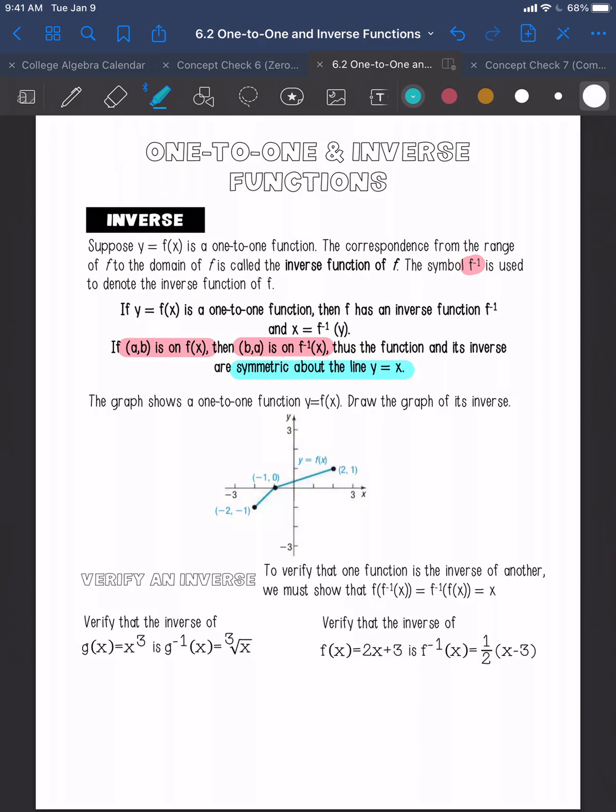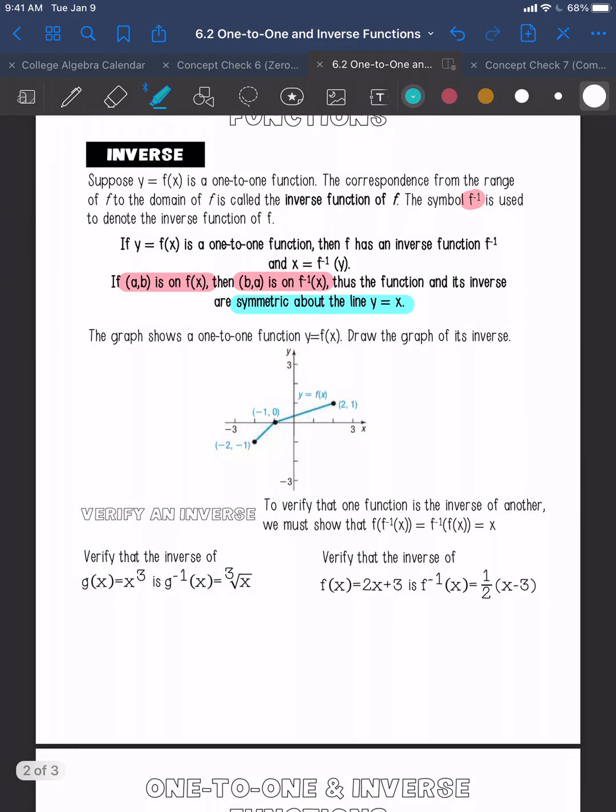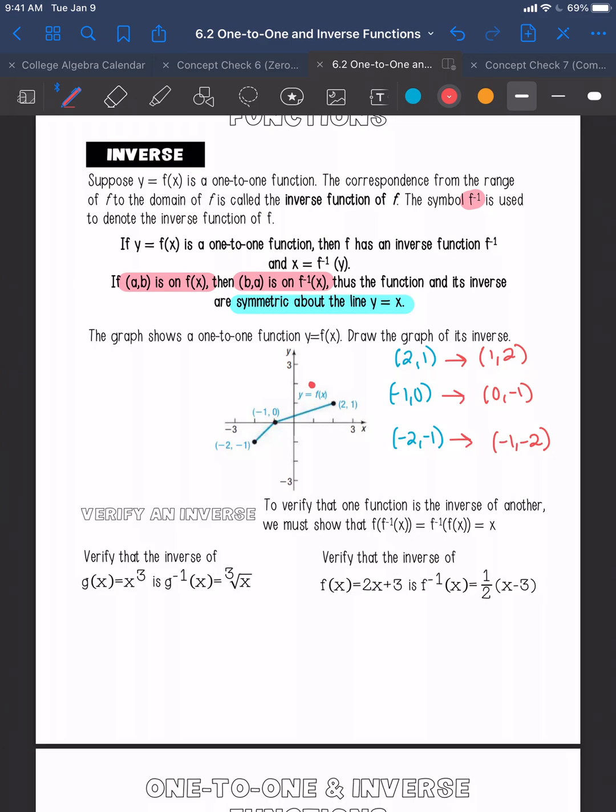So we're given y equals f of x, its graph, and we are going to graph its inverse. So take those ordered pairs, (2, 1), (-1, 0), and (-2, -1). The graph of its inverse will have (1, 2) on it, (0, -1), and (-1, -2). So plot those points. And you have this.